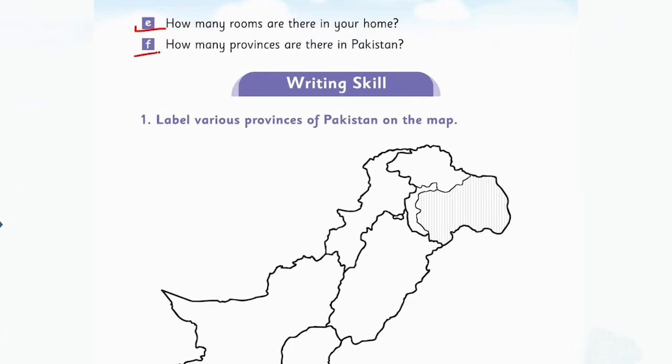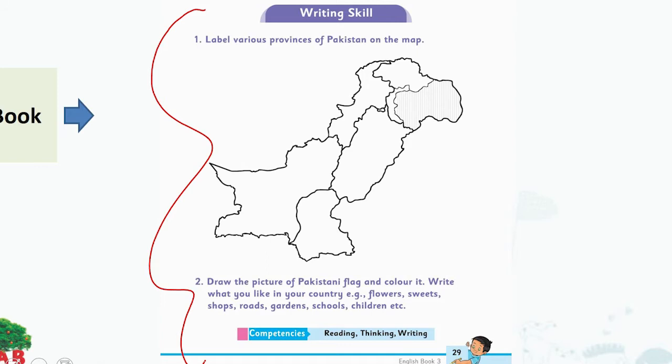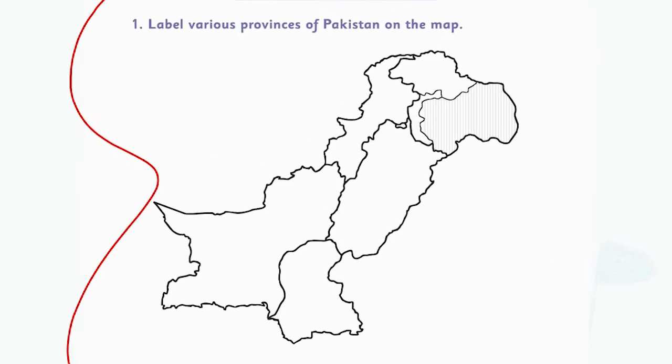And the 5th is: How many rooms are there in your home? How many provinces are there in Pakistan? The writing activity we have here. Label various provinces of Pakistan on the map. Okay, here we have Sindh, the Balochistan.